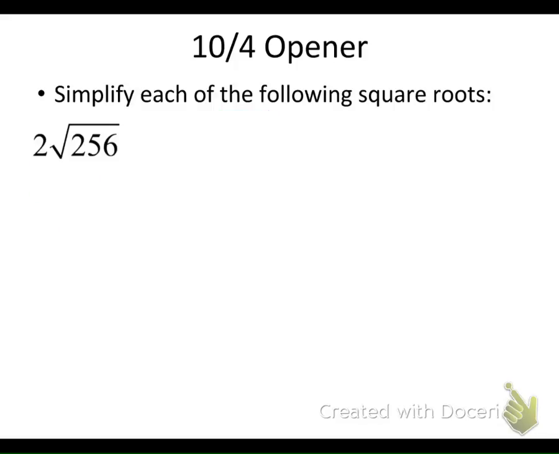So now we have 2 square root of 256. So now we have a coefficient. We're going to ignore that coefficient for the first part of step 1 and address it in the second part of step 1. So we're going to go ahead and still factor the radicand. So what 2 numbers can I multiply together to get 256? 16 and 16?